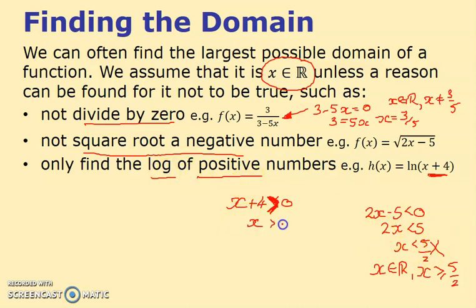Well, it's only positive when x is greater than minus 4. So therefore the domain is x belongs to the real numbers, x is greater than minus 4. And doing it that way round strikes me as a better option.